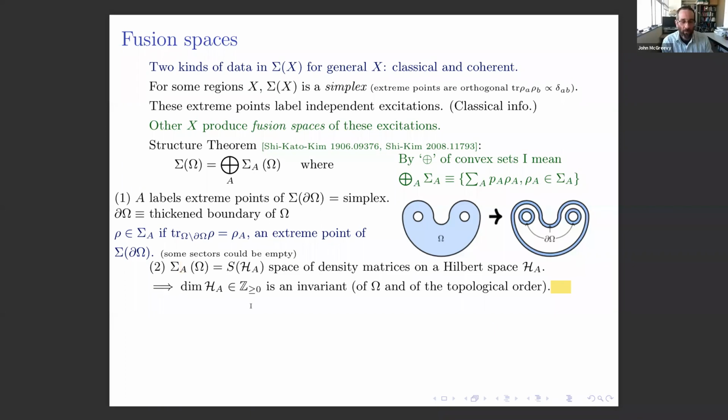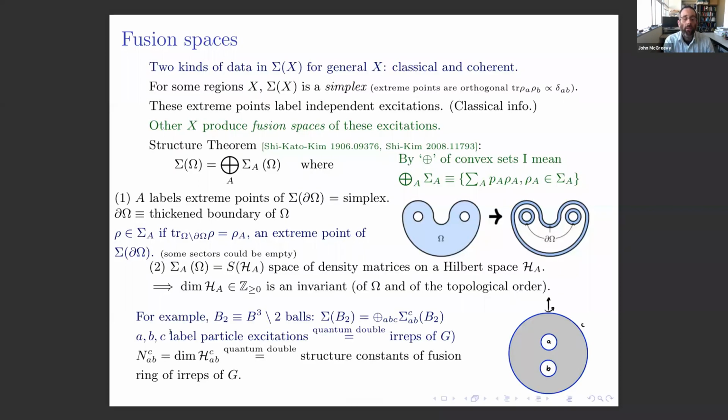Okay, good. So let me just finish stating this important theorem: within each sector, fixing the sector of the boundary of the region, within each sector labeled by A, there is the space of density matrices on a Hilbert space. A Hilbert space whose dimension is determined by the data of these boundary labels, and that dimension is some integer, possibly 0, which is invariant, both of the region and of the topological order, and which is associated with a fusion Hilbert space, a space of states into which these anyon types can fuse.